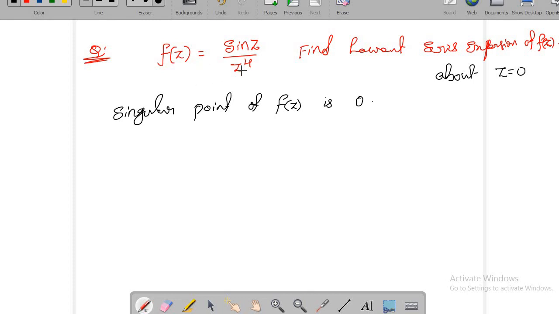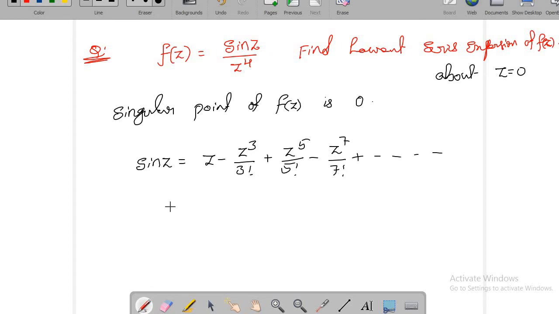Now I need an expansion about z equal to 0, but I'll do one thing. I know what the expansion of sin z is, so let us write that expansion. We know sin z equals z minus z cube by 3 factorial plus z power 5 by 5 factorial minus z power 7 by 7 factorial plus and so on. And you know this expansion is valid for every z belonging to C. In other words, you can write it as mod z is strictly less than infinity. This expansion is valid for it.